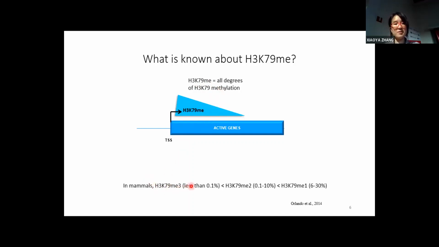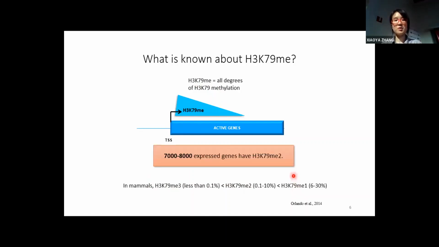So in mammals, the tri has the least abundance, and the K79 di is found at a higher percentage, and mono is the most prevalent among the three. And it is found in most expressed genes in the genome. So it is quite universally deposited on the genes that are expressed.